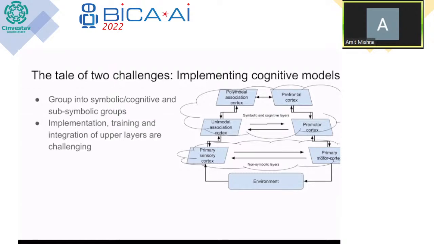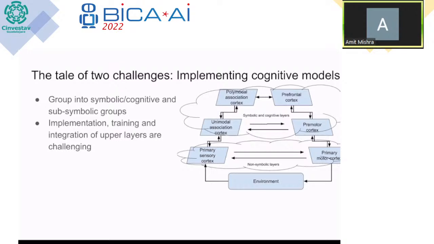Some parts, for example the association cortex, can well be modeled by ontological modeling. So that's also to some extent possible to implement. And for implementing the cognitive layers, there are established architectures like SOAR and ACT-R. So these different parts are implemented separately. Now, combining them is always a big challenge.